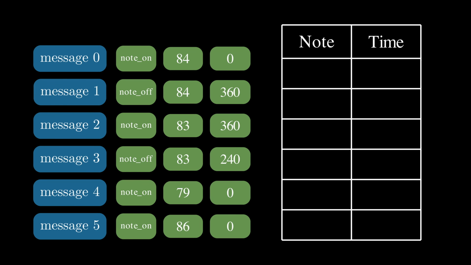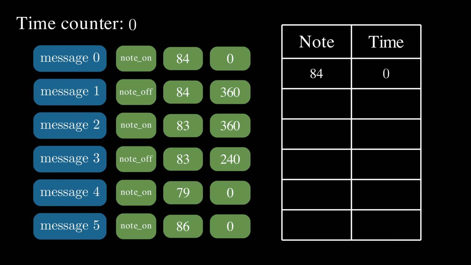The first message is a note on command, meaning the note should start playing at the time of this message. So we put the note name in the left-hand column. But the time is a little trickier. The time values on these messages are relative to the previous ones, which we don't want. So we set up a time tracker variable to convert that to absolute time.